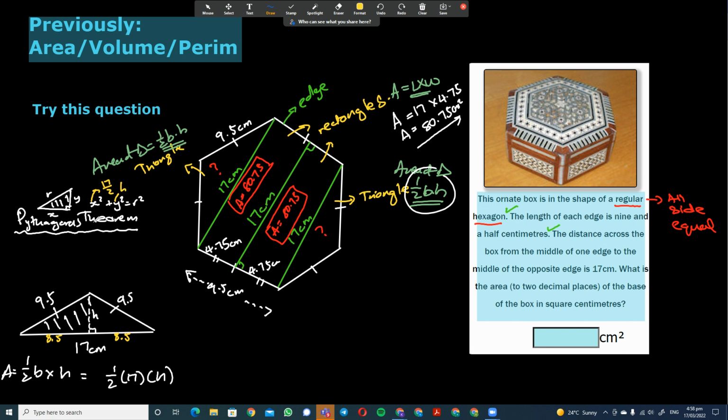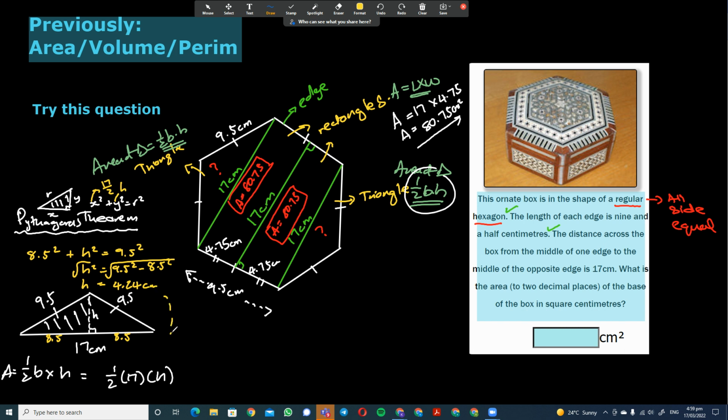So I know that I've got 8.5 squared plus h squared equals 9.5 squared. So h squared is going to equal 9.5 squared minus 8.5 squared. And that'll become some number which I square root. I put it in a calculator, 9.5 squared minus 8.5 squared, and then square root the answer, I will get 4.24. 4.24 centimeters is my height.